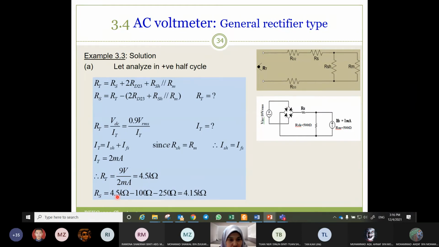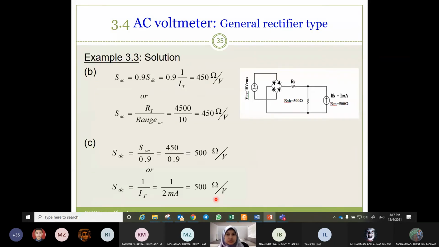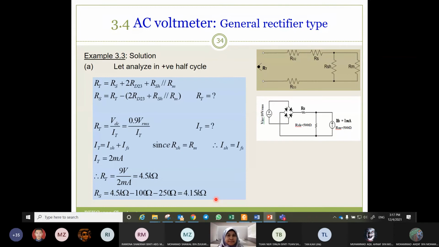And then RS is equal to R total 4.5K minus 50 and 50, 50 here, 50 here, minus 50, and then minus this Rshunt parallel with RM, 250. We get this. Any question?